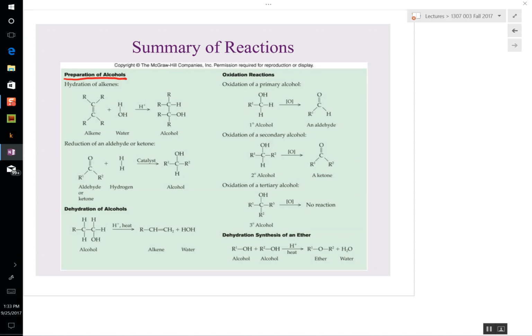Intramolecularly, within one molecule, you get an alkene. You're splitting out water. Intermolecularly, between two molecules, again, you're splitting out water, and you're forming an ether. So there's your summary.